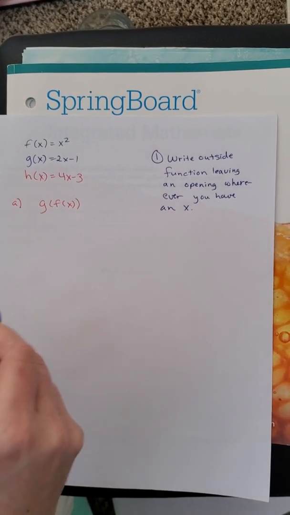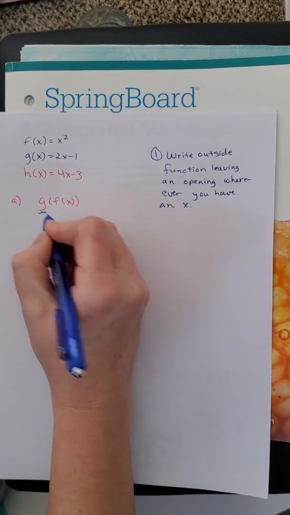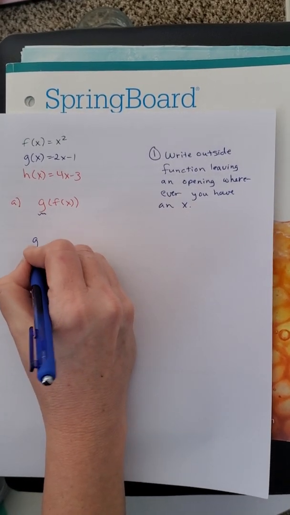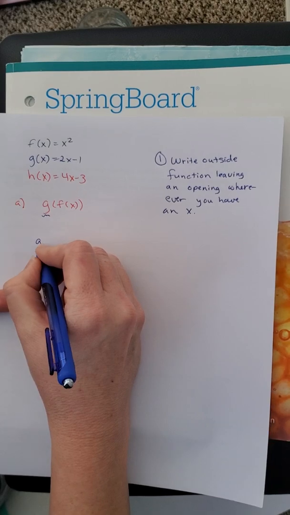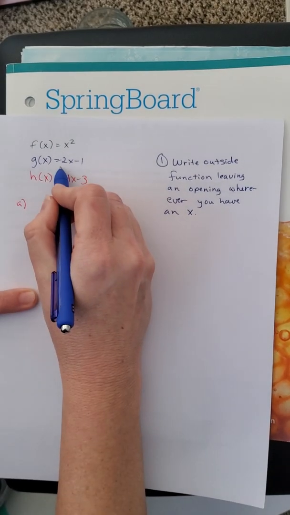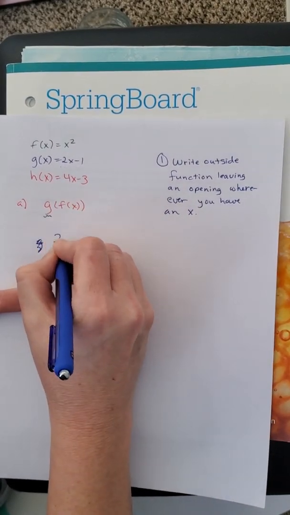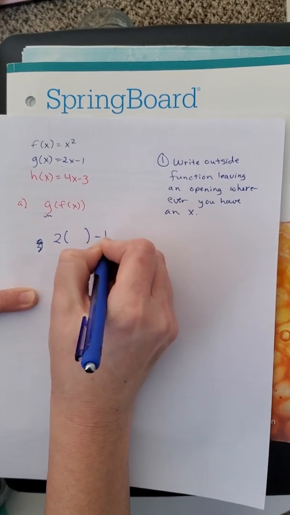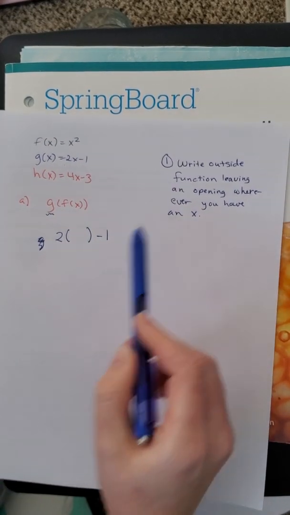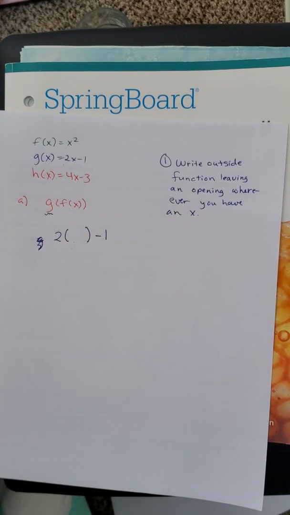All right, so I'm going to write my outside function. My outside function is g. I don't need to write the g, I'm sorry. G of x is 2x minus 1. It says leave an opening wherever I have x, so that's what I'm doing.